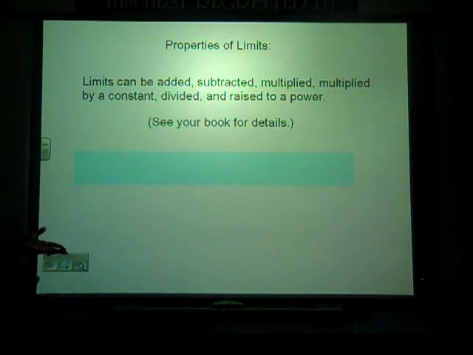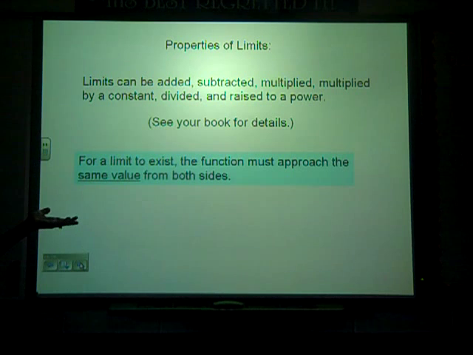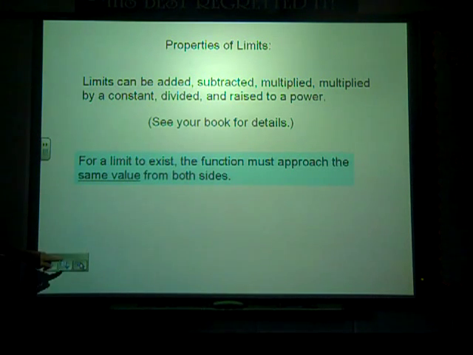So if the limit does exist, the nice thing about it is it's just a number. We can add, subtract, multiply, divide, multiply by a constant, raise to a power. Anything you can do to a number, you can do with a limit. There's a big page of theorems in your book about that. But keep in mind, these are numbers when you've got a limit. So that's why you can do all of these things. But you can only get that number if it's the same going from the left and the right. Okay?